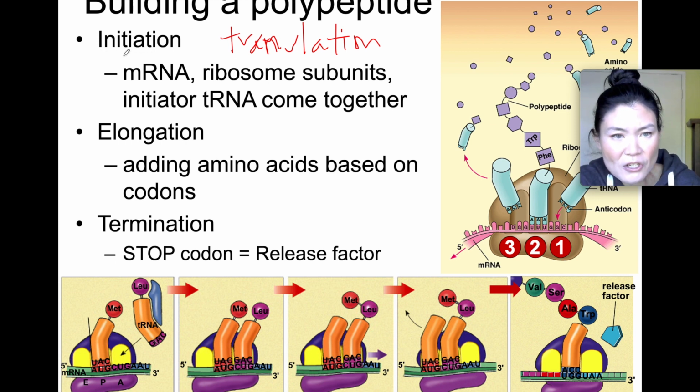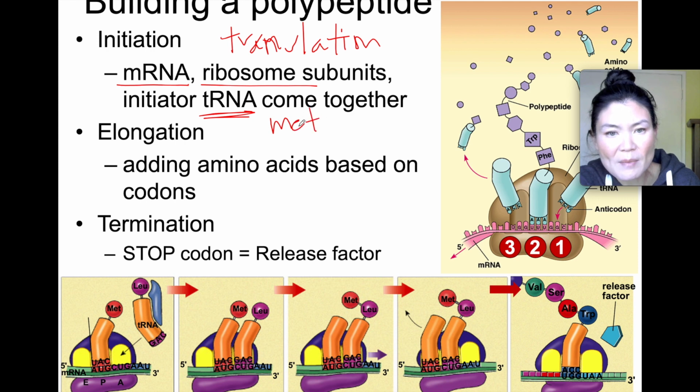So initiation is the start of translation. This is, as I just mentioned previously, where the mRNA, the ribosome, and then the tRNA bringing the first amino acid, Met, to the ribosome come together. Those are the things that need to come together to initiate translation.